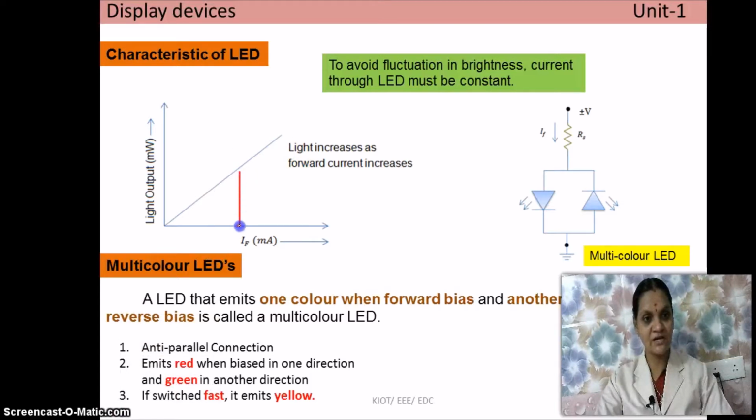So if the current is increasing up to this value, see here the light output is also increasing up to this. Again, if the current increases, the light output increases. So this curve is following a linear characteristic. So we can say that LED is a linear device.